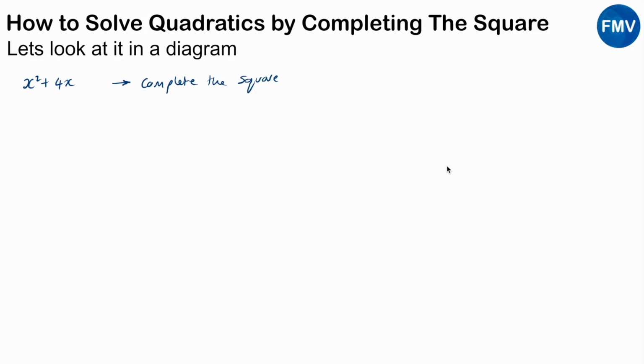Okay, let's have a look at solving a quadratic by completing the square. Before we look at solving the quadratic, let's look at the first part of completing the square. So in this question, we've got x squared plus 4x and we're asked to complete the square. So what does that mean?